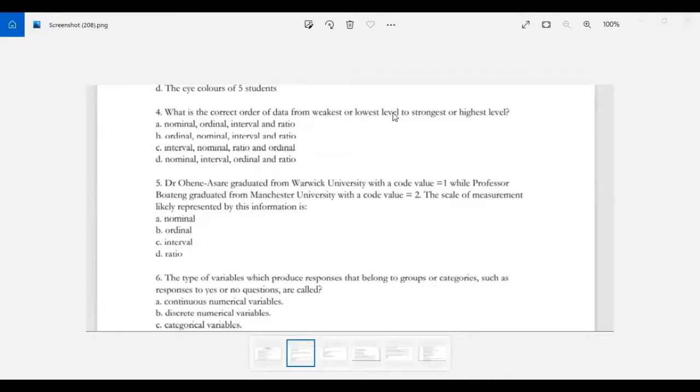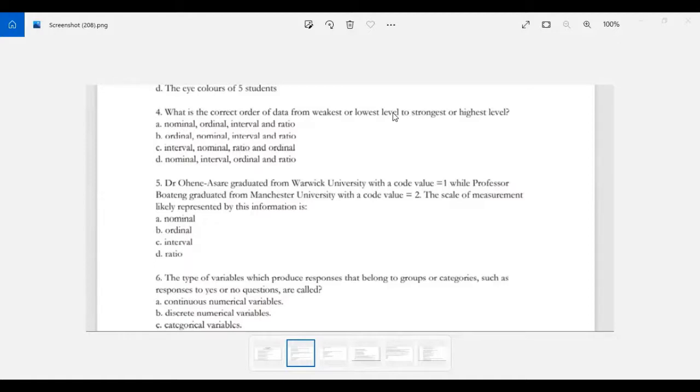Ratio. Why? Because of the code value of 1 and the code value of 2. Okay, Agnes, what would you answer? I think ordinal, B. Okay. So let me come in.